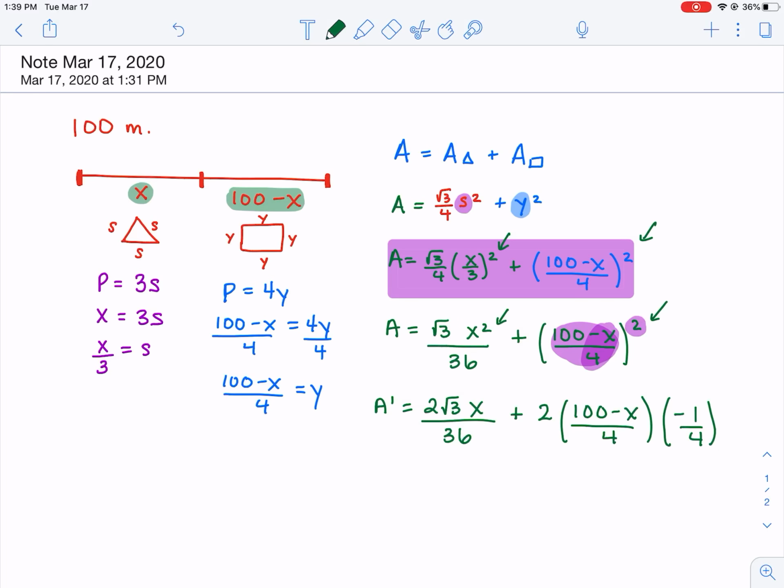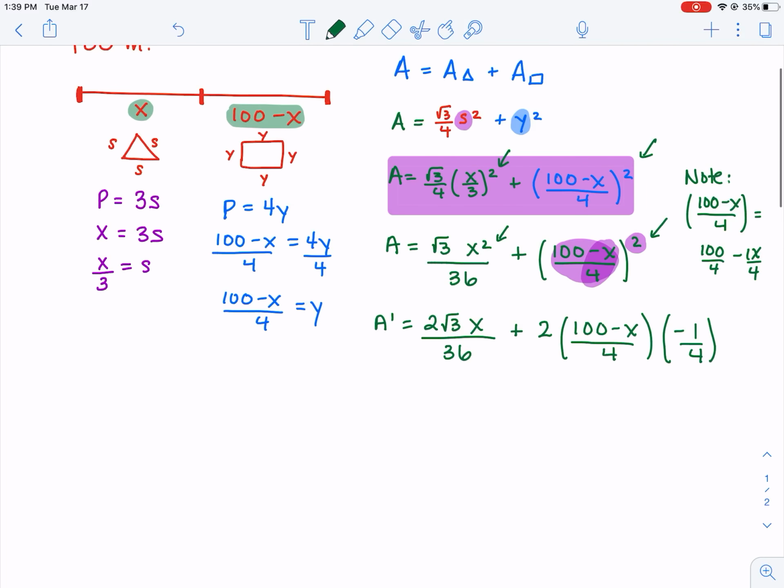If you're confused about where that's coming from, just take a little side note here. That inside the parentheses, 100 minus x over 4, is the same as 100 over 4 minus x over 4. And that's why our chain rule here is that -1/4. If we clean that up, I'll move this up a little bit, now I know my A prime is equal to 2 radical 3 over 36 x, I just moved the x out so it looks more like a coefficient, and minus 1 over 2 times (100 minus x over 4). Again, just combining the 2 in front and the -1/4.